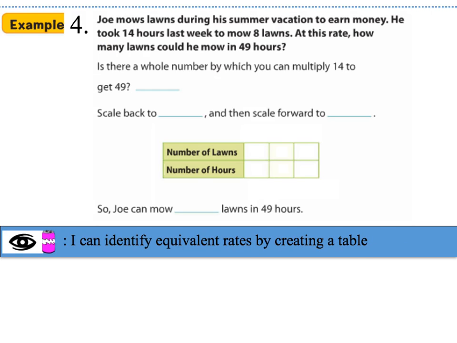So for example 4, it says Joe mows lawns during his summer vacation to earn money. It took him 14 hours last week to mow 8 lawns.